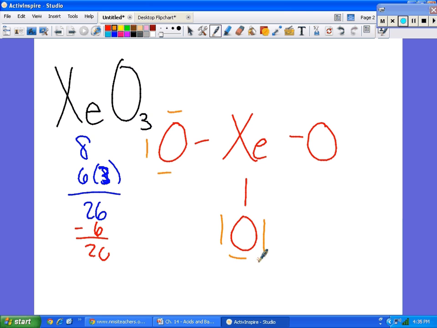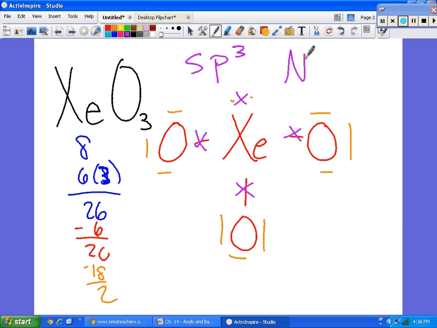Hybridization. You would have S, P3. And this is just like NH3, and that's trigonal pyramidal. Pyramidal, because this right here kicks all these down at an angle. So if y'all follow this, y'all can draw any of those little structures.